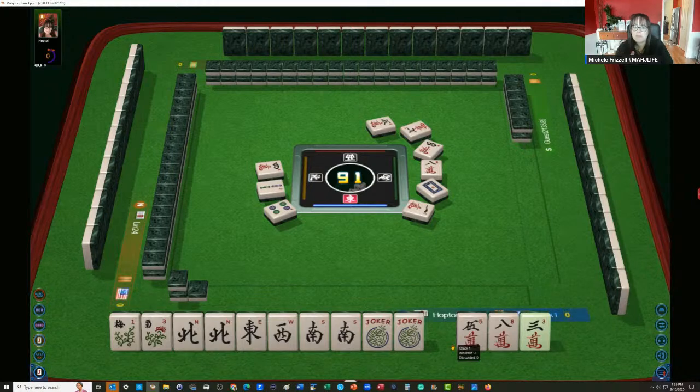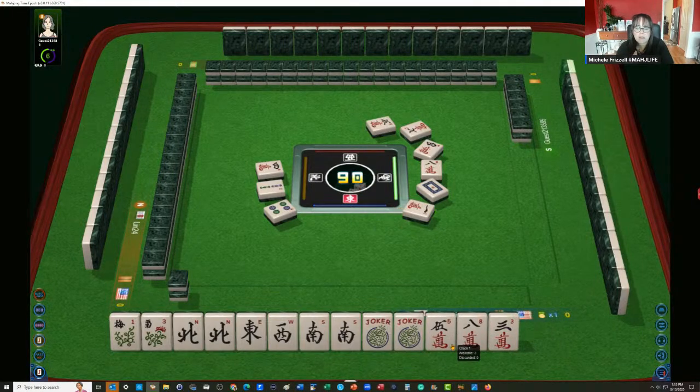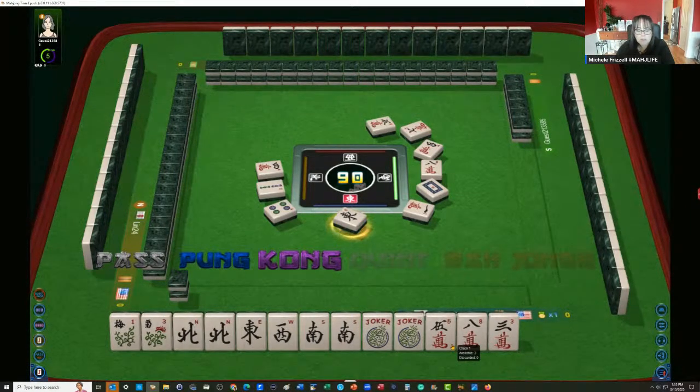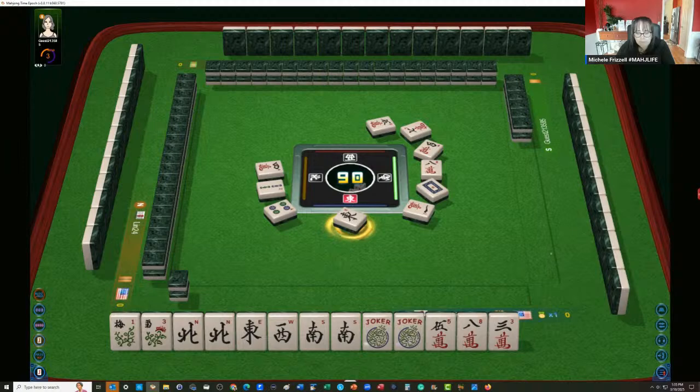The 5 is in the middle, so I wouldn't want to pass like numbers with 5s. I'd probably stop the Charleston. But since we had 1s, okay, so we need to pung.